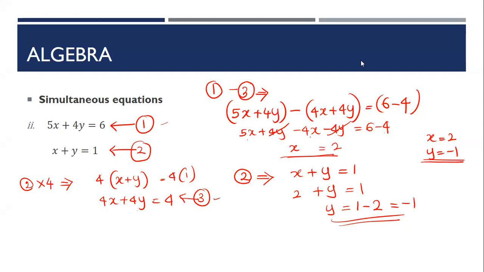Okay, so we are getting different answers. So the correct answer is x is 2, y is minus 1.